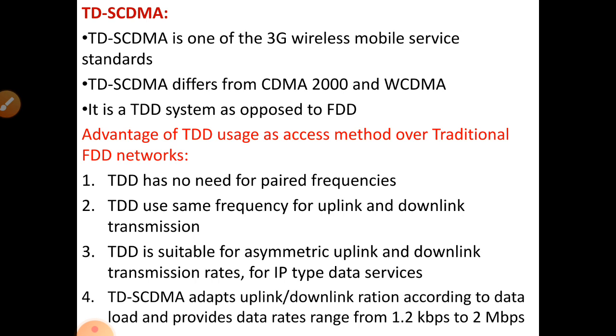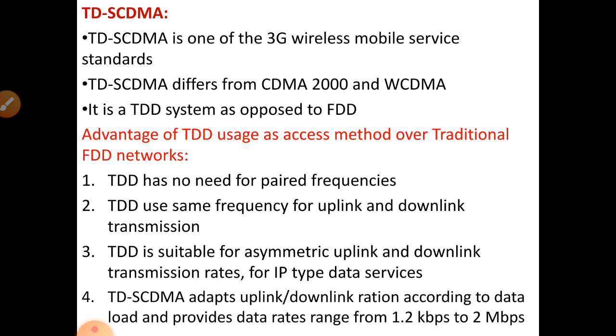A third advantage is that TDD is suitable for asymmetric uplink and downlink transmission rates, especially for IP type data services. We already know that asymmetric data or asymmetric traffic is nothing but multiple routes used for incoming as well as outgoing transmission. That is nothing but the asymmetric uplink or downlink transmission rate.